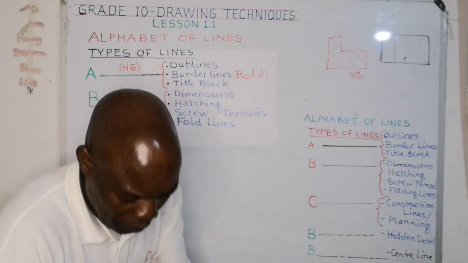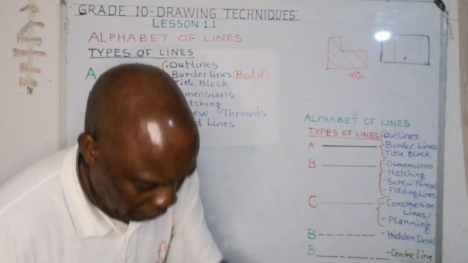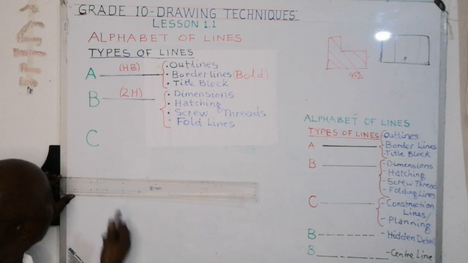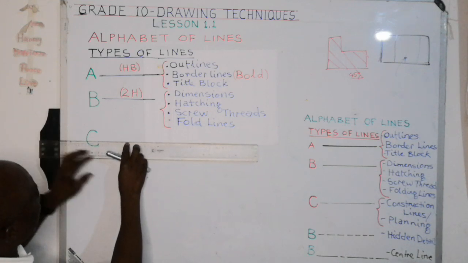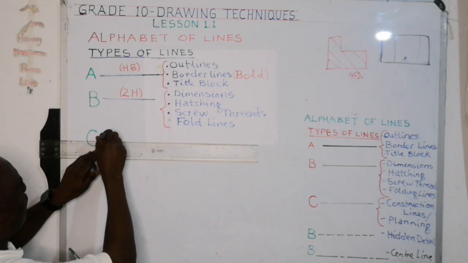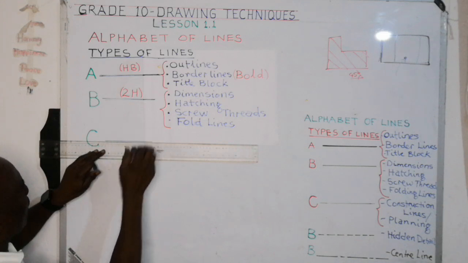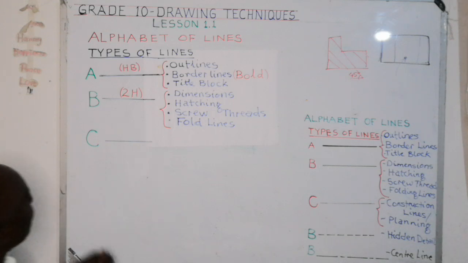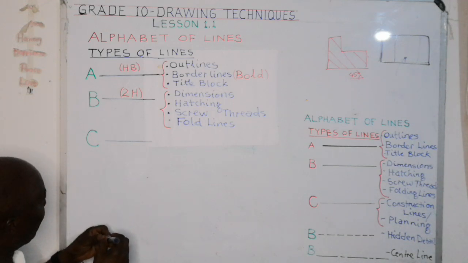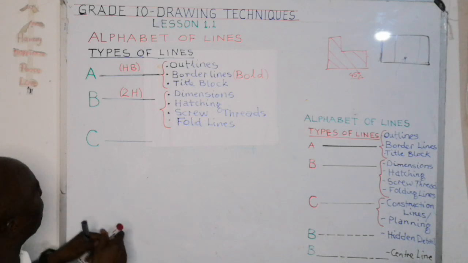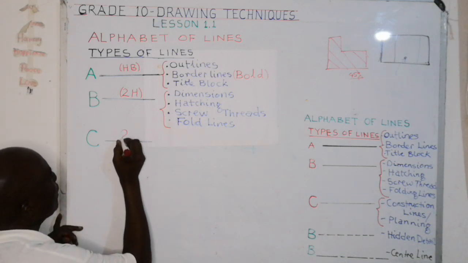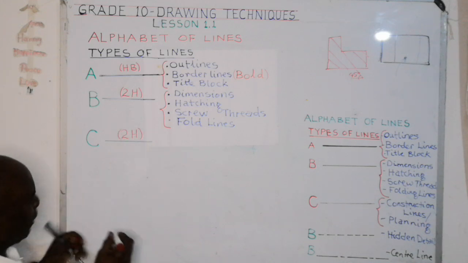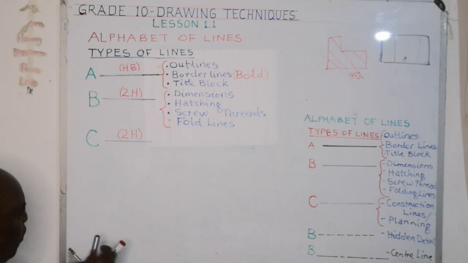Let me try to draw that. I'll use blue instead here because black is not writing properly. I'll have to buy new ones. Yeah, something like that. So this one is lighter, and 2H is also used for this. 2H pencil is also used for this, and these are used for construction lines.